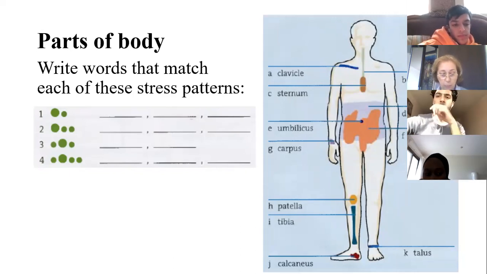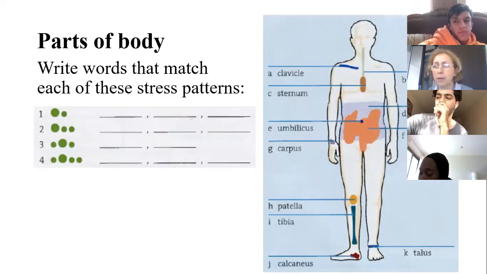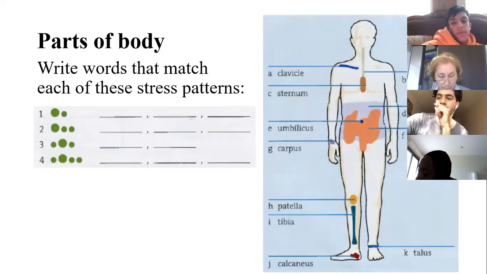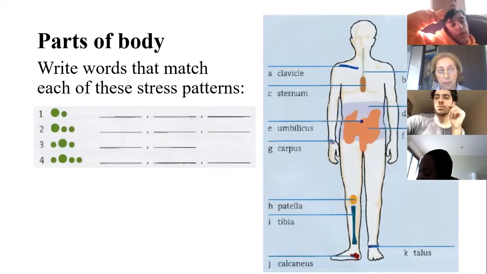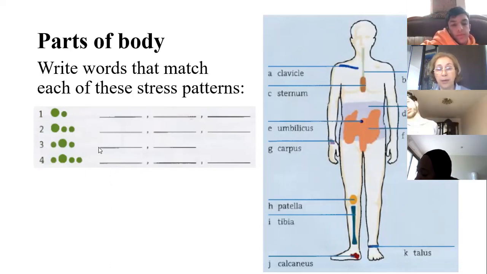So who will read the words from group 2? Can I, miss? Your name? Kadam. Okay, please. The second one is clavicle, abdomen, and tibia. Yeah, clavicle, abdomen, and tibia, right. So words in group 3.